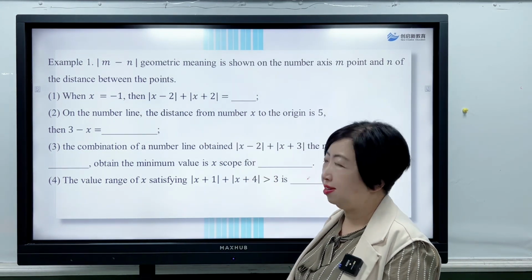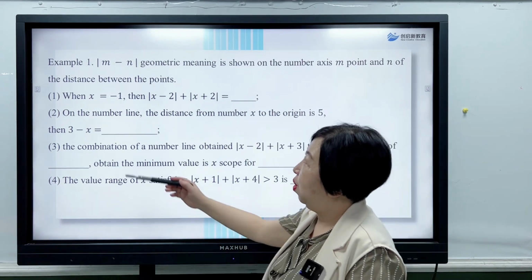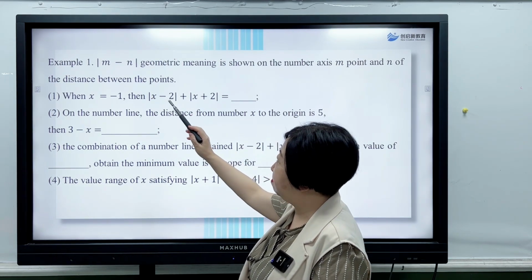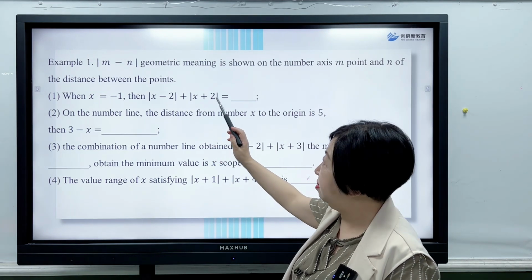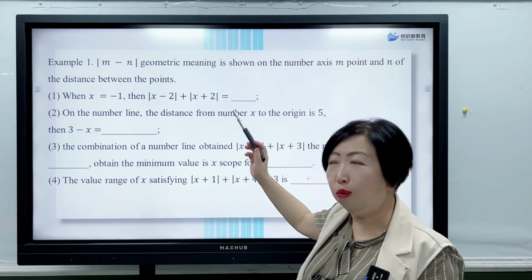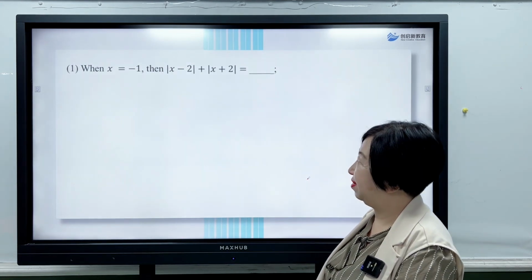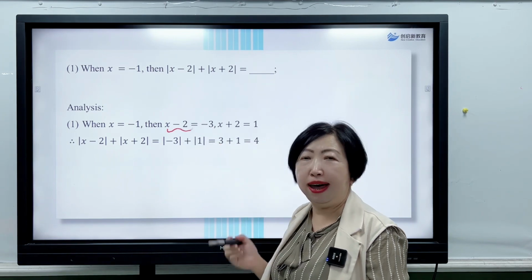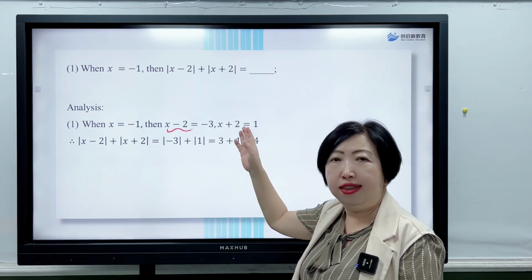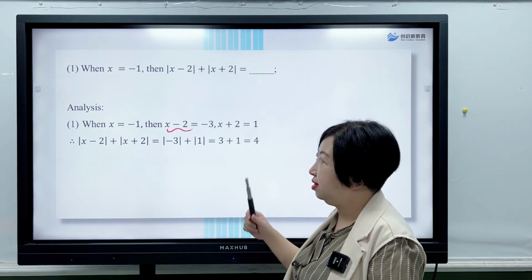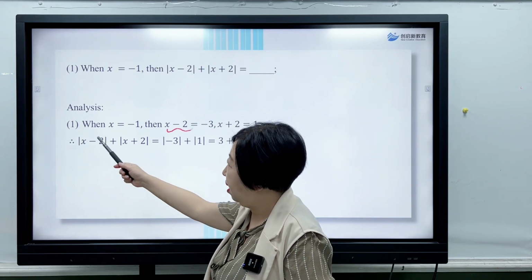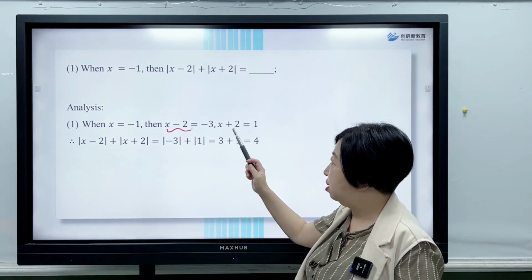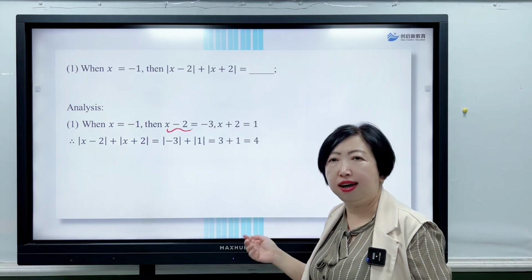Let's have the first. Example 1. When x equals -1, then |x - 2| + |x + 2| equals what? Let's see. When x equals -1, we know x - 2 equals -3, and x + 2 equals 1. So |x - 2| + |x + 2| equals 3 + 1. Of course, the result is 4.